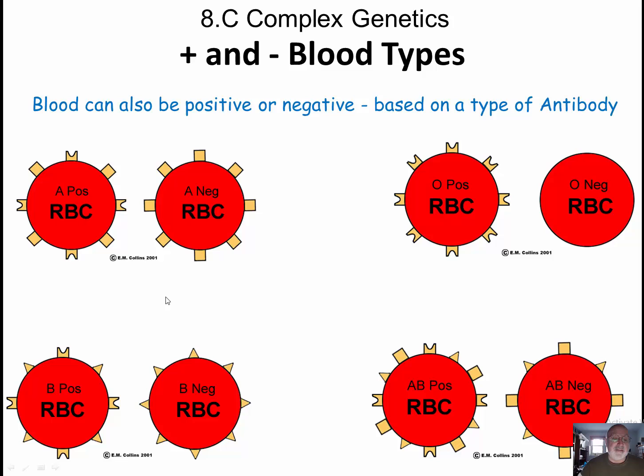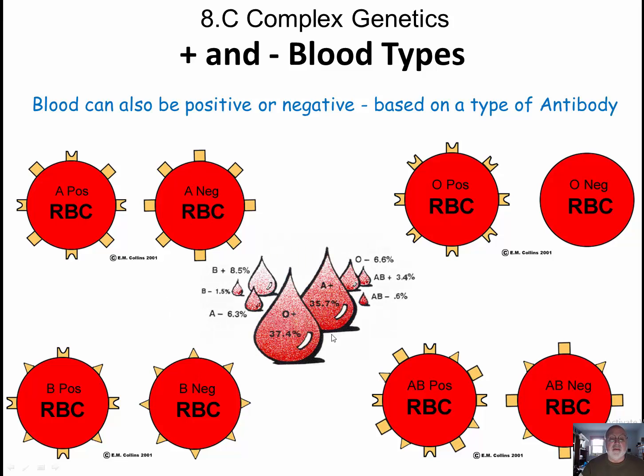And which one makes it negative? Looks like either one of those. And if you look at the percentages in blood, O positive makes up most of the blood, almost 40%. I am A positive, so is my wife and both kids, so we make up a pretty good share.